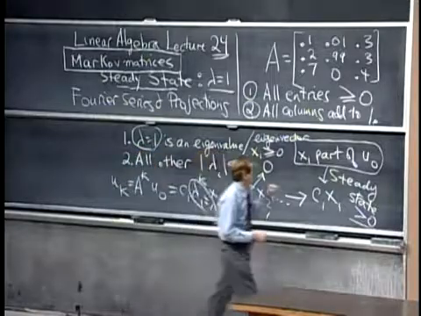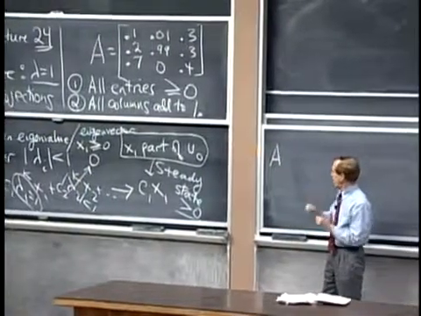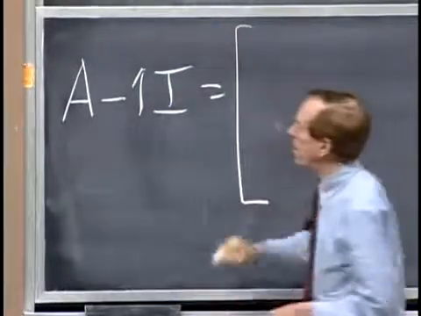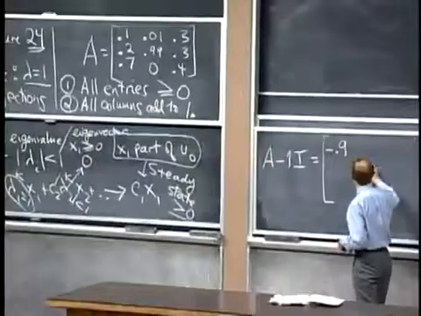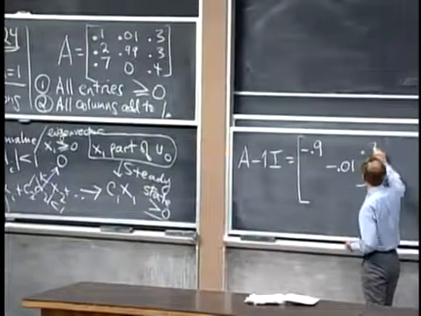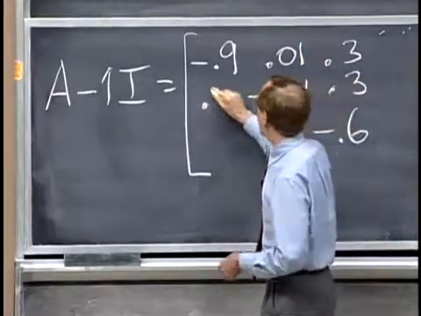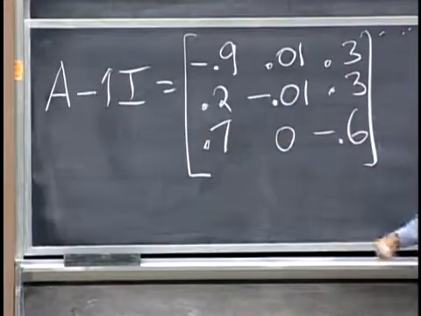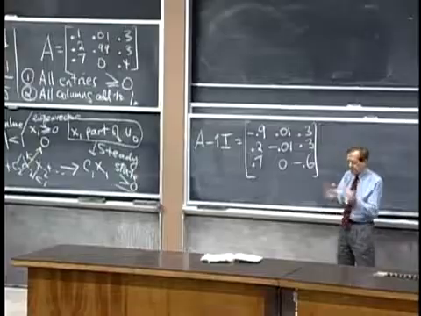Let me look at A, and if I believe that 1 is an eigenvalue, then I should be able to subtract off 1 times the identity, and then I would get a matrix that's minus 0.9, minus 0.01, and minus 0.6 when I took the 1s away, and the other parts, of course, are still what they were. And this is still 0.2, and 0.7. And, okay, what's up with this matrix now? I've shifted the matrix, this Markov matrix, by the identity.